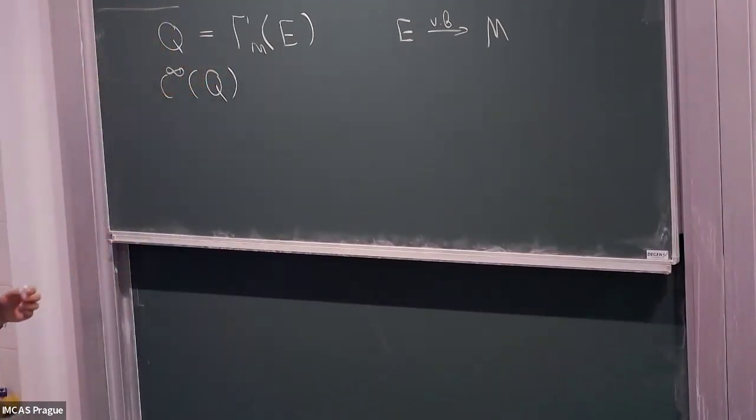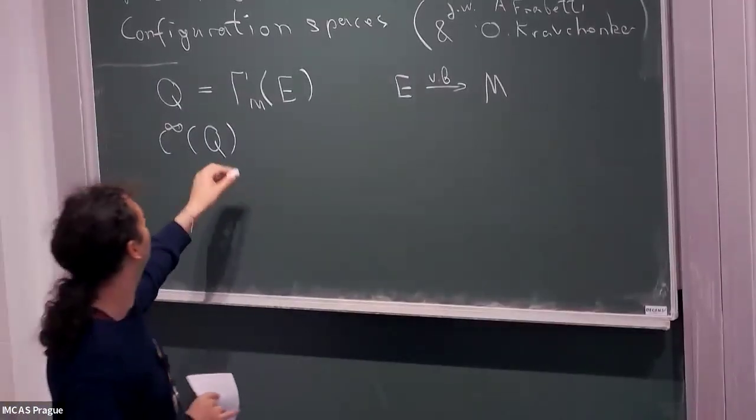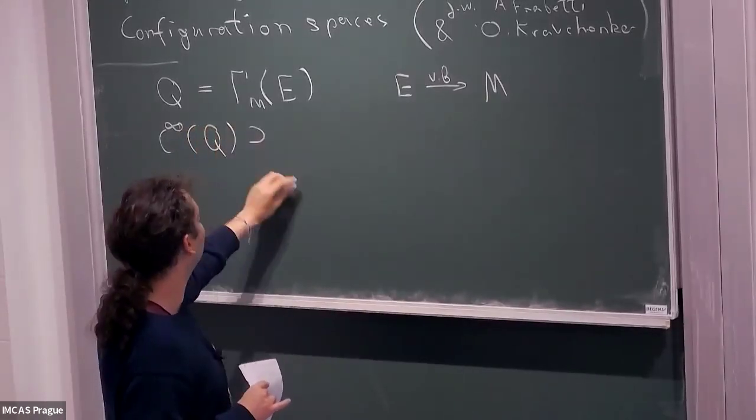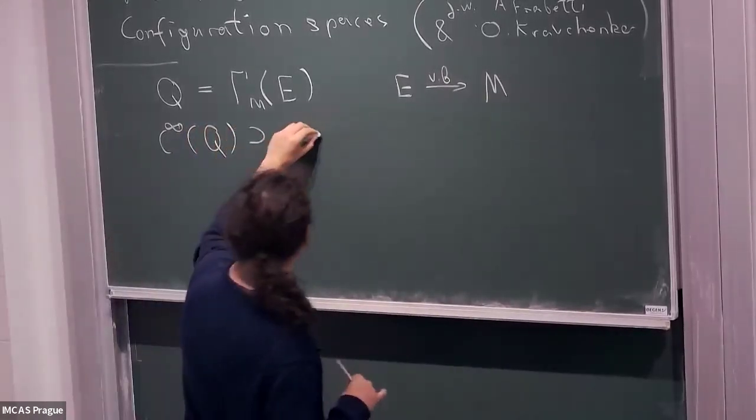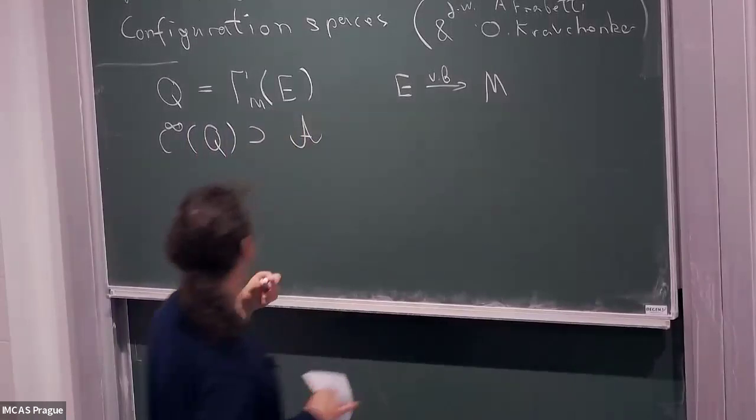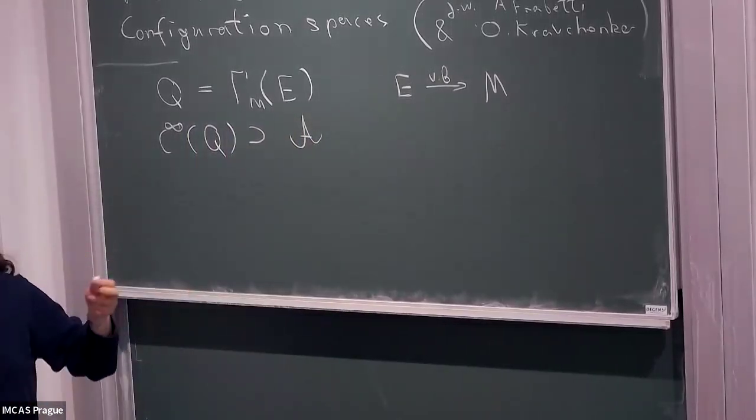However, this space of functions turns out to be huge and very difficult to control. What one can do instead is try to find subalgebras in it, so I'll call it A, which are smaller and easier to work with.